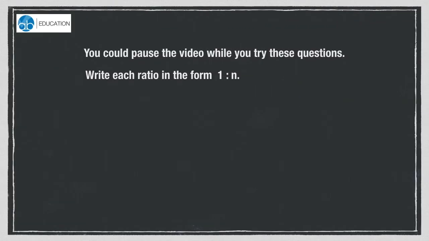Here are some questions for you to try. Remember, make the left-hand side become the number 1 by dividing by whatever you need to, then divide the right-hand side by the same number. And now for the solutions.